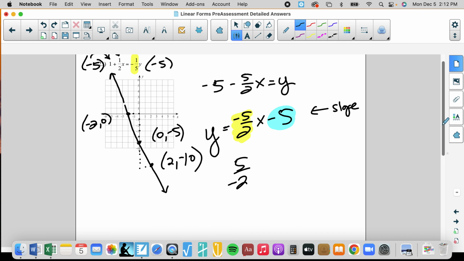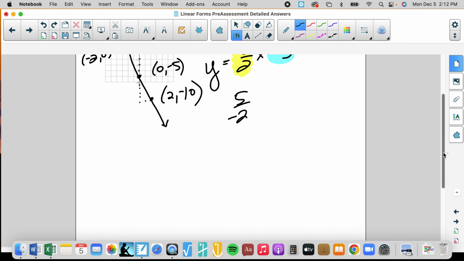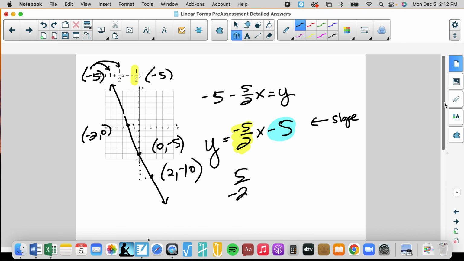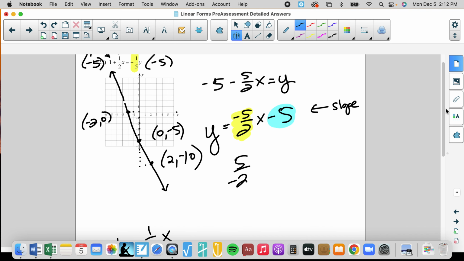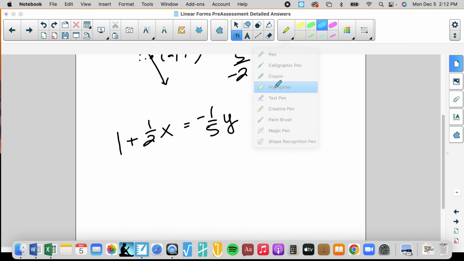Standard form, anybody change it to standard form? You have 1 plus 1/2 x, I think is what it was, equals negative 1/5 y. So if you want to put it in standard form, this is what you do first.